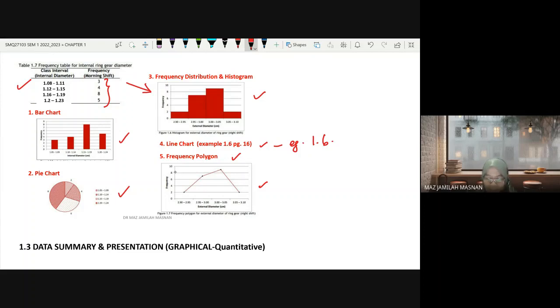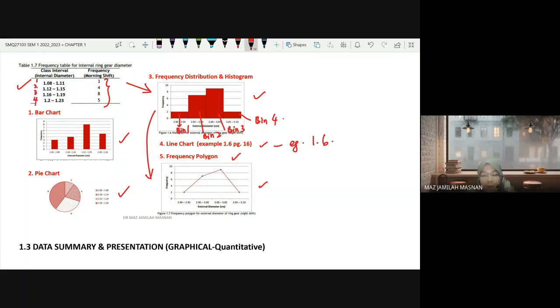Now how do I get this frequency polygon? It's actually coming from this frequency distribution, or histogram. How? See class, for the first bin, we call this our first bin. This is bin 1, this is bin 2, this is bin 3, and this is bin 4. So all the bins reflect this bin number 1, number 2, number 3, number 4.